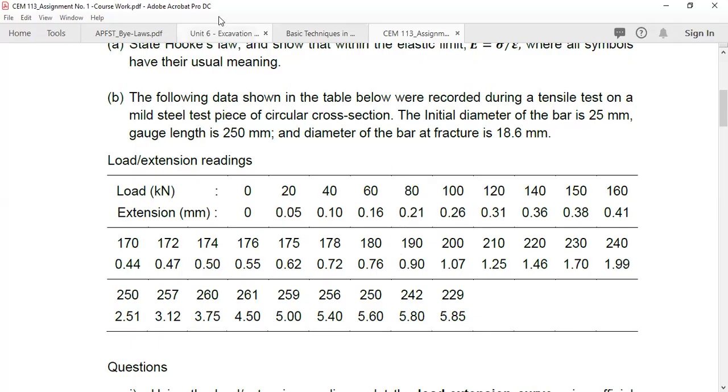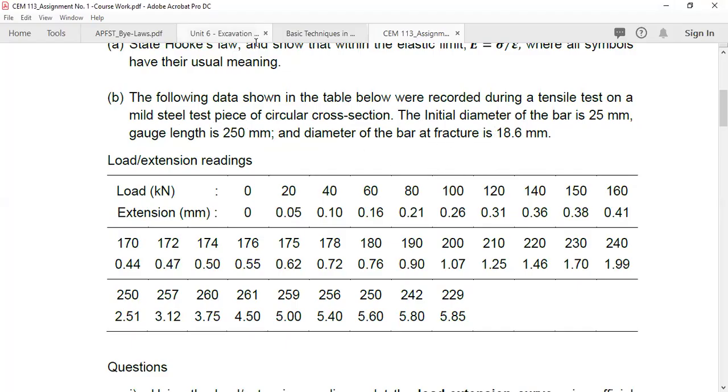Now, this was a lab test performed, and typical readings that were taken. Based on that, you have to plot the graph to determine a lot of engineering properties from the graph. Now, before I start plotting, first of all, in this question, we have been given certain parameters. We have been given the initial diameter of the bar. We have been given the gauge length, which is the original length. We have been given the diameter at fracture.